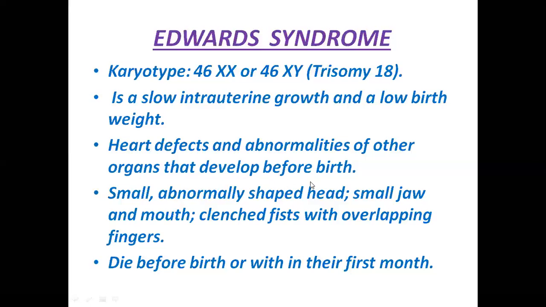Other features also include an abnormally small shaped head, and they have a small jaw and mouth, and clenched fists. Their hands are always clenched with overlapping fingers, and due to the presence of these severe life-threatening medical problems, many individuals with trisomy of 18 die either before birth or within their first month of birth.